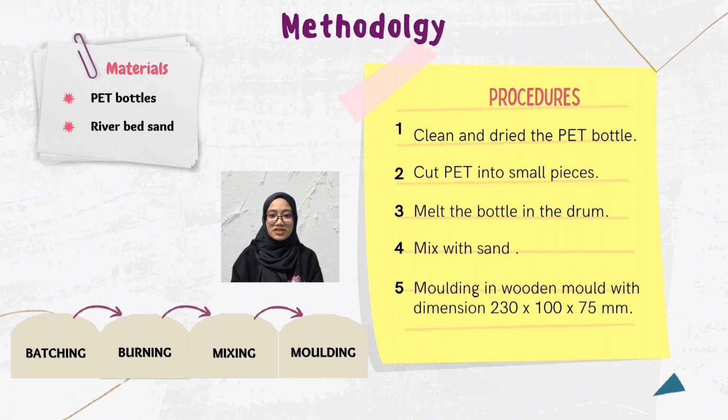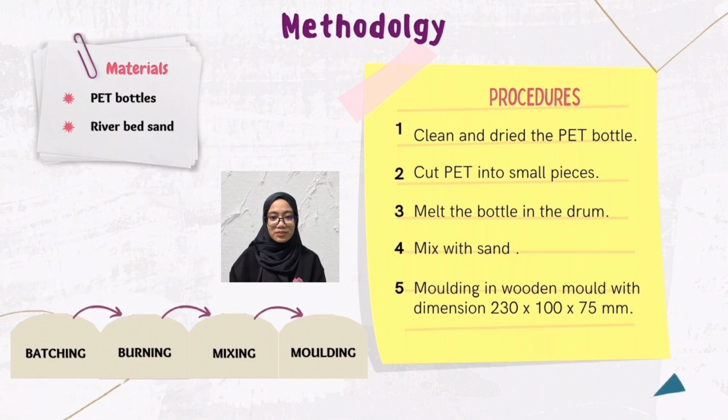Procedure. Firstly, collect the bottles, clean and dry the PET bottles. Second, cut the PET bottles into small pieces. Use a shredder for shredding the bottles into small pieces. Third, the small pieces of PET bottles were put into a drum for the burning process.